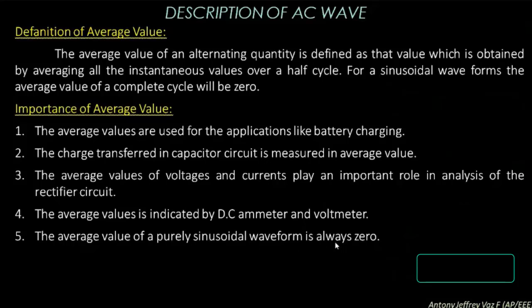So, if you need to find the average value of a sine wave for a complete cycle, then you know that in a full cycle of a sinusoidal wave, there will be a positive peak as well as a negative peak. So, if you average all the instantaneous values from the positive peak till the end of the negative peak, then you will get a zero value. So, it should not be done. To find the average value of an alternating quantity, only a half cycle should be used.